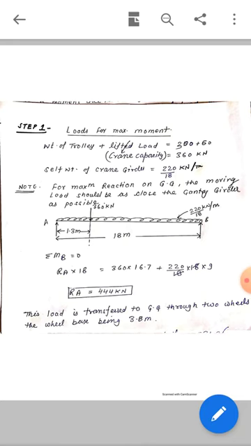So we'll start with calculating the maximum bending moment, and in later videos we'll calculate the maximum shear force. To calculate the maximum bending moment, we should know the maximum load that is coming on the structure. First we'll talk about the crane girder only.